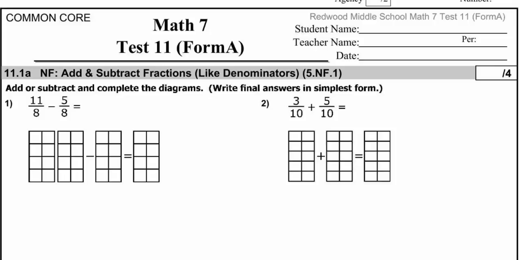All right, here we go with the Week 11 video. And remember, you can use this to check the work you did on your Week 11 test. You can also use it to study for Week 12 and for Week 13. So let's jump right in.